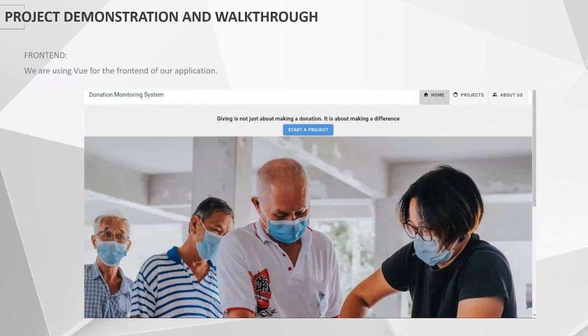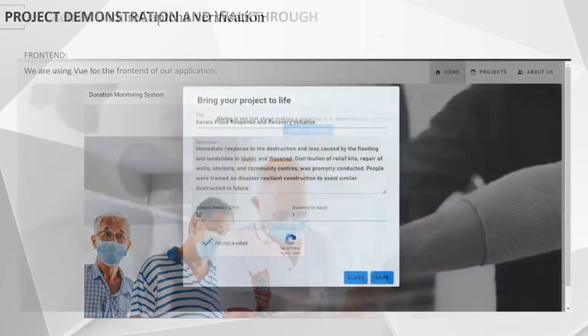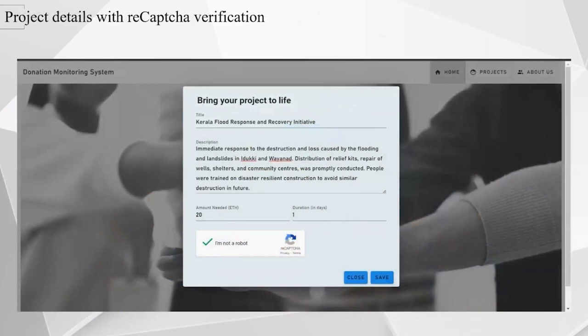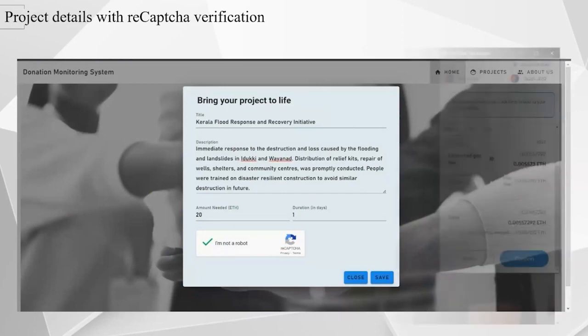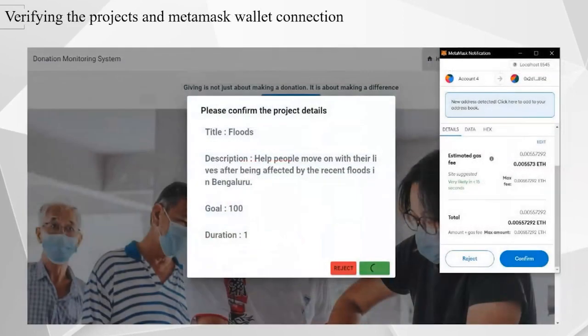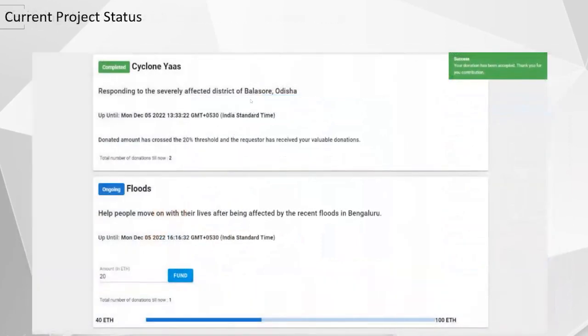Here you press on start a project. Then you give the title, description, and the amount needed. Right now we are only using Ethereum as the currency, so you have to put it in ETH, and the duration, like what time duration you need, and you post the request. On the right side, this is a MetaMask wallet through which you can donate the posted request amount. This is the confirmation button, and once you confirm the project, this will be the interface.